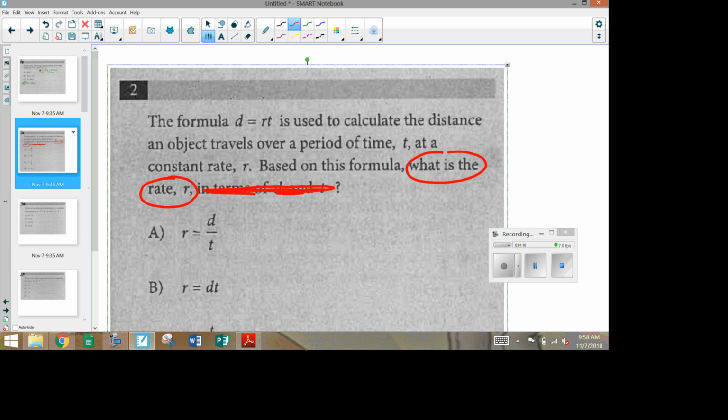What is r? There is an equation, D is equal to r times t, telling me to find this one. In order to find r, I need to isolate r by dividing both sides by t. So r is equal to d over t. Any question?